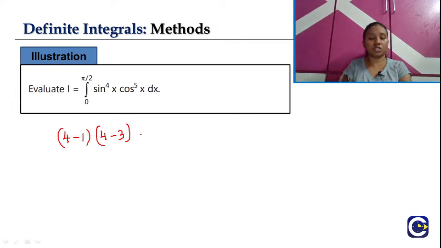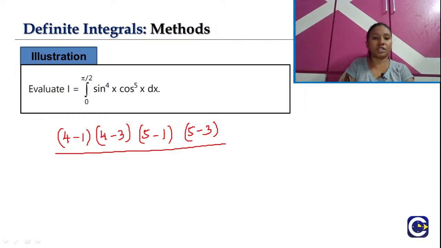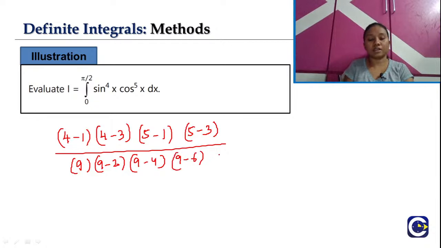So we can end it here. And then 5 minus 1, 5 minus 3. So we can end it here. And in the denominator, 4 plus 5, that is 9, and then 9 minus 2, 9 minus 4, 9 minus 6, and then 9 minus 8. So there is no need to multiply with pi by 2.